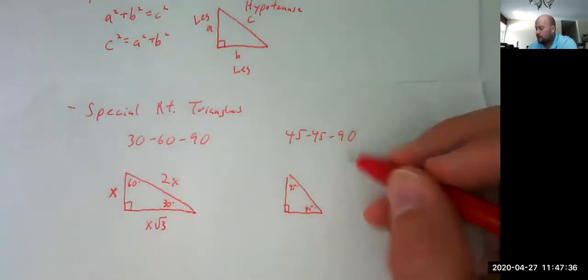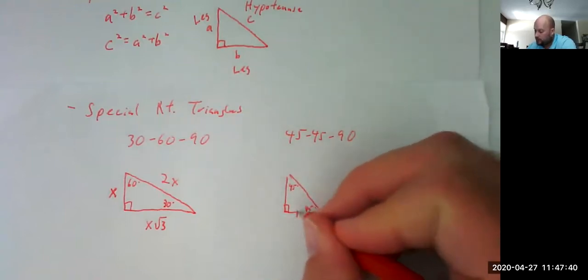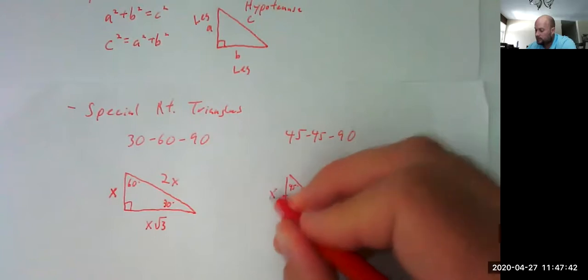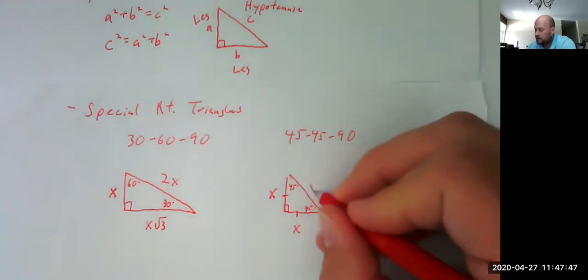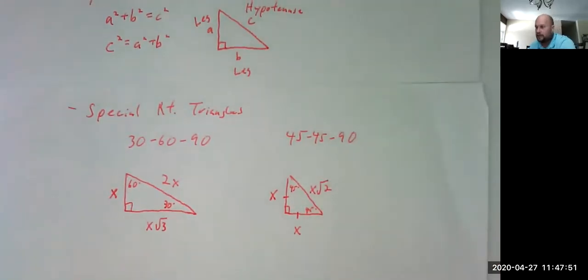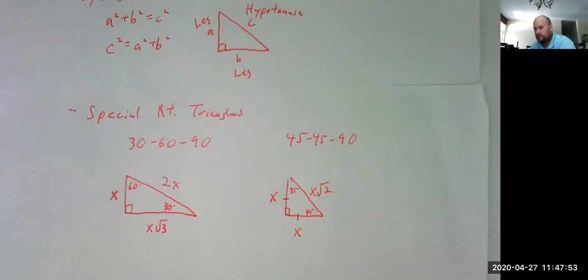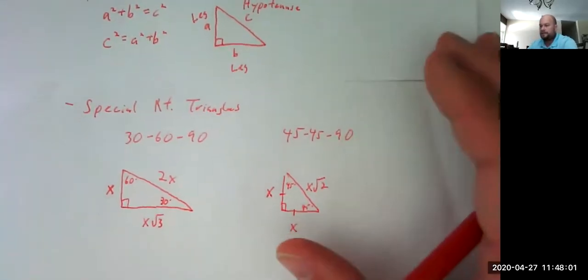For the 45-45-90 triangle, since both these angles are 45, that makes these two sides congruent. So if these are both the same, we'll call those x. The hypotenuse is going to be x times the square root of 2. Now, if you forget these, you can actually use the Pythagorean theorem to figure them out most of the time. So again, if you need to, refer back to the Pythagorean theorem.